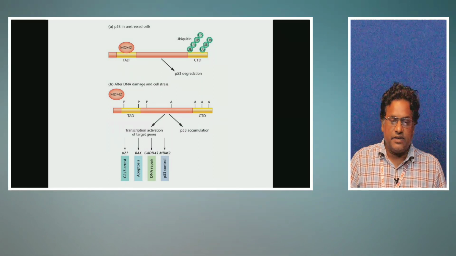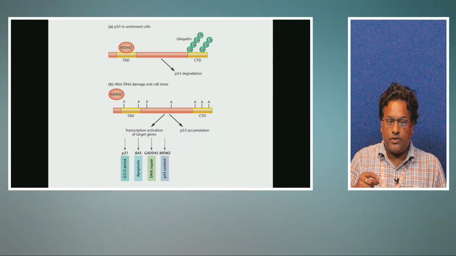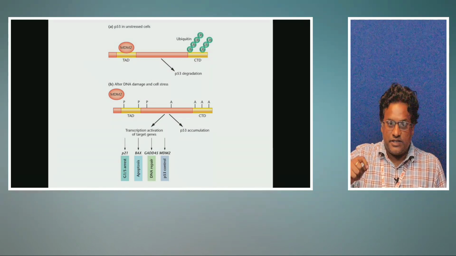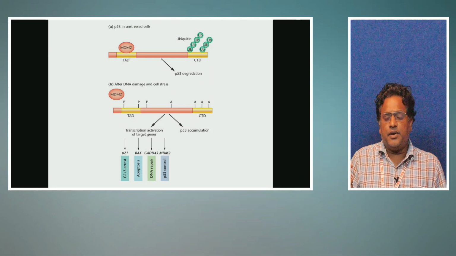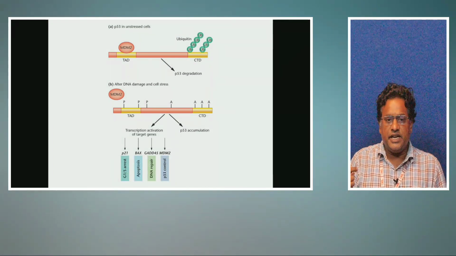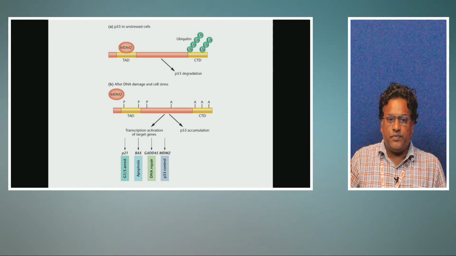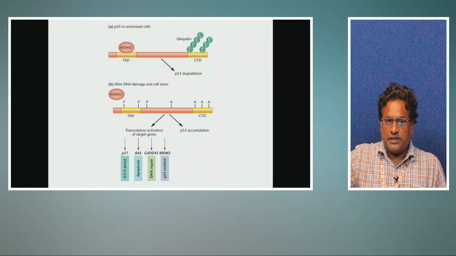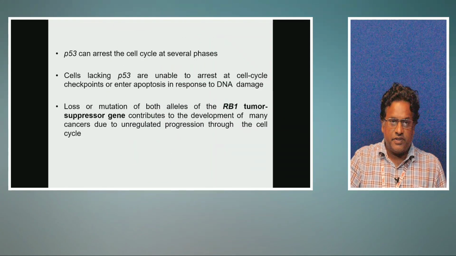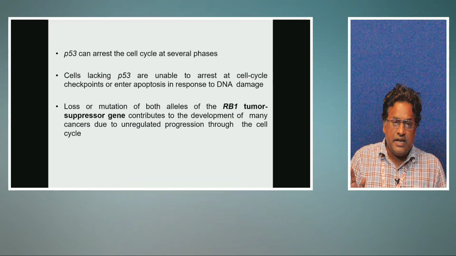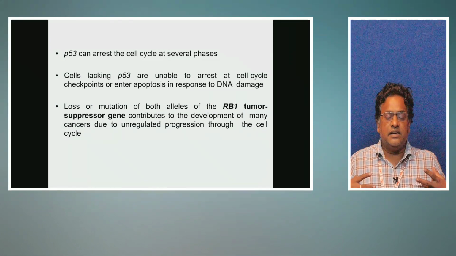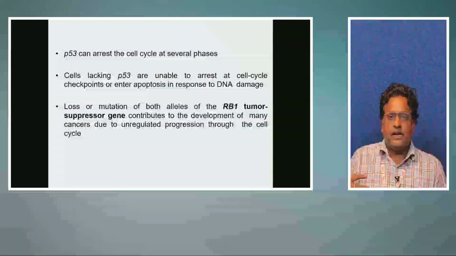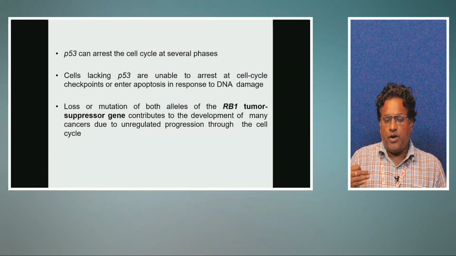Once it is active, it activates p21 to stop the cell cycle, at the G1/S checkpoint, and to undergo apoptosis. Other proteins such as BAX, which is involved in apoptosis, and GADD45, involved in DNA repair, are activated by p53. p53 can arrest the cycle at several phases. Cells with defective p53 are unable to arrest the cell cycle or enter apoptosis in response to DNA damage, and such problems you find in cancer.